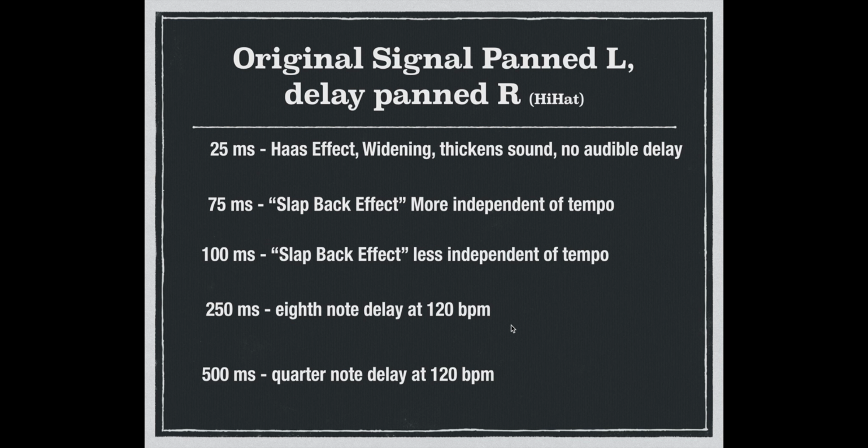So we have a couple of different examples of delay time. This is going to be a hi-hat signal, panned left and right. The first example is going to be what's known as the Haas effect, around 25 milliseconds. This is a very short, very quick delay. It has a widening effect. It thickens the sound. There's no audible delay where you can tell the delay starts here and ends here. It blends into that original sound. It's used a lot in hip-hop vocals and pop vocals to thicken up that sound.